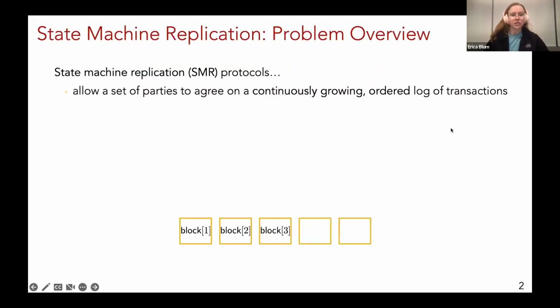So I'll start with a quick overview of the core problem, state machine replication. A state machine replication, or SMR protocol, allows a set of parties to agree on a growing ordered log of transactions. Individual parties receive unordered inputs and need to agree as a group on an ordered sequence of outputs. In practice, these outputs are often batched, so we'll think of parties' logs as sequences or arrays of these batches, which we'll call blocks.